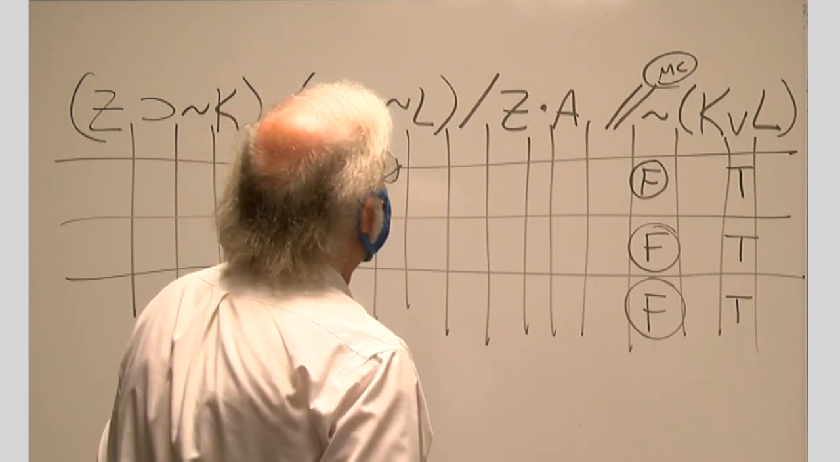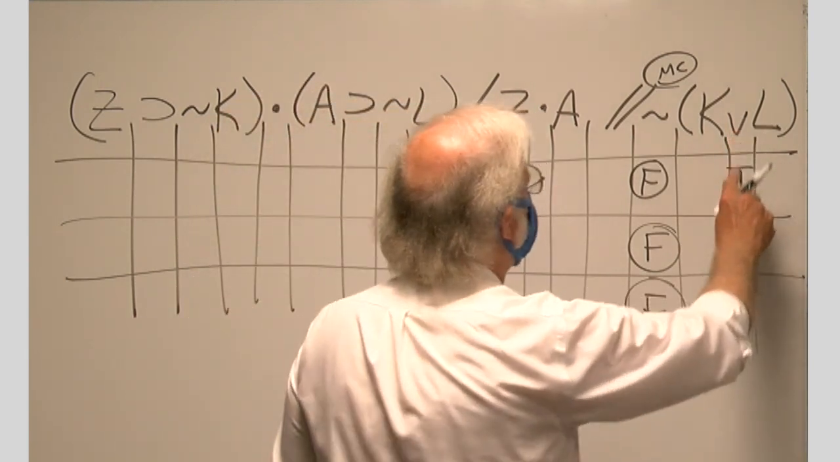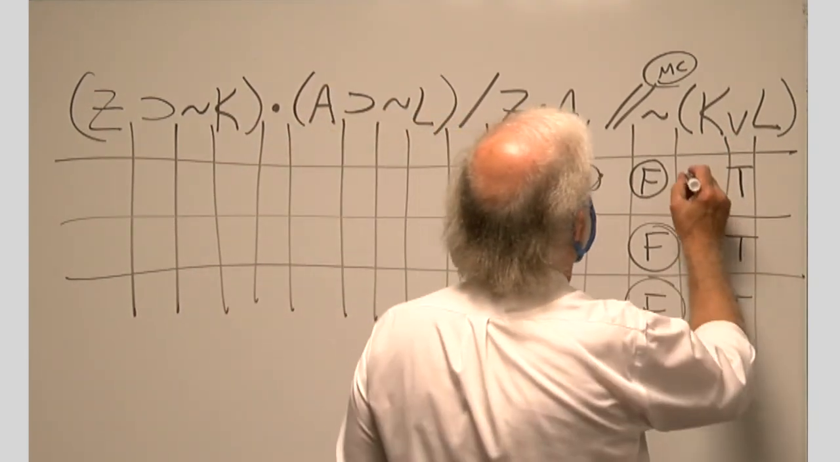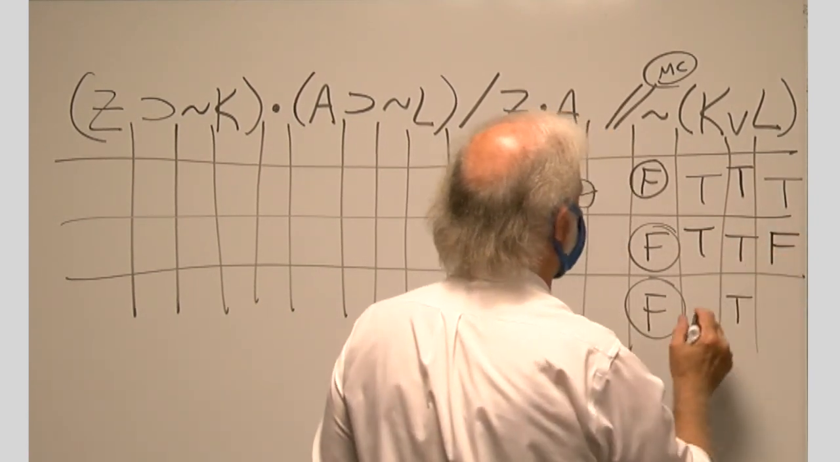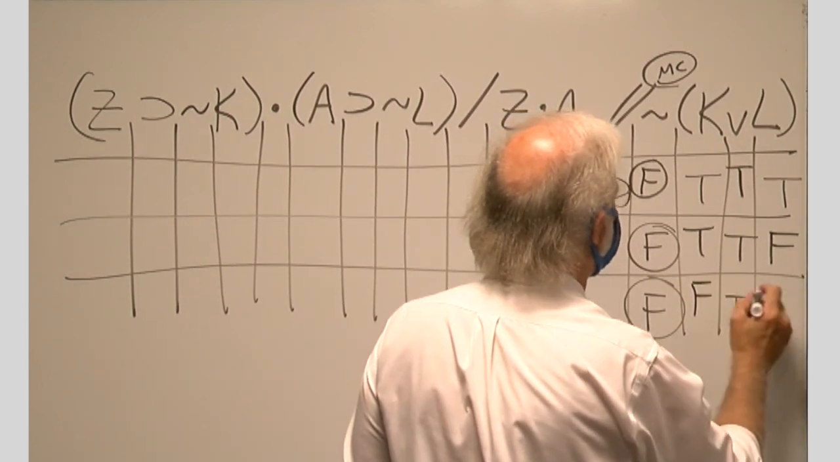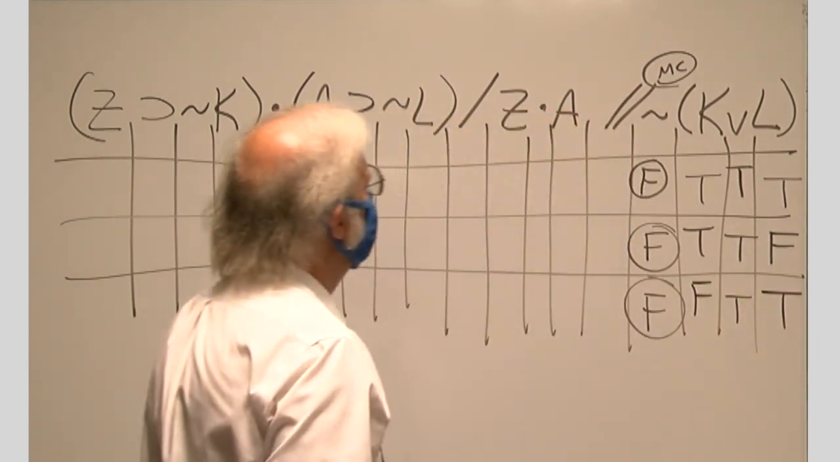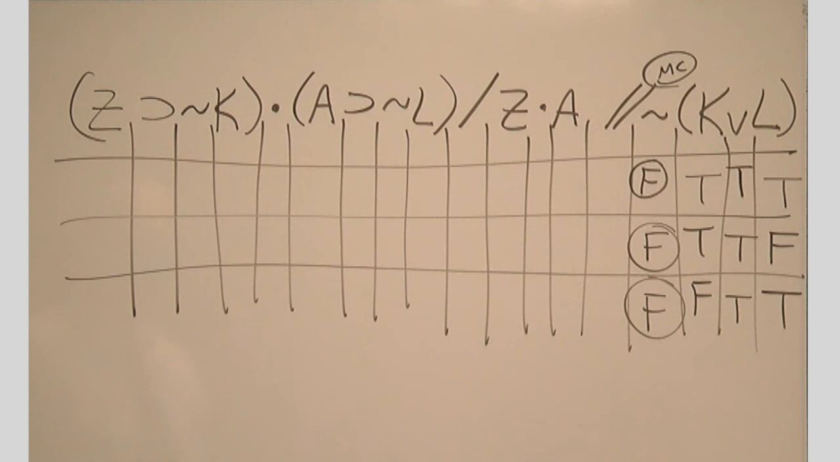Okay, now, how could this wedge be true? If they were both true, or if K were true and L is false, or if K is false and L is true. There's your 3 ways.